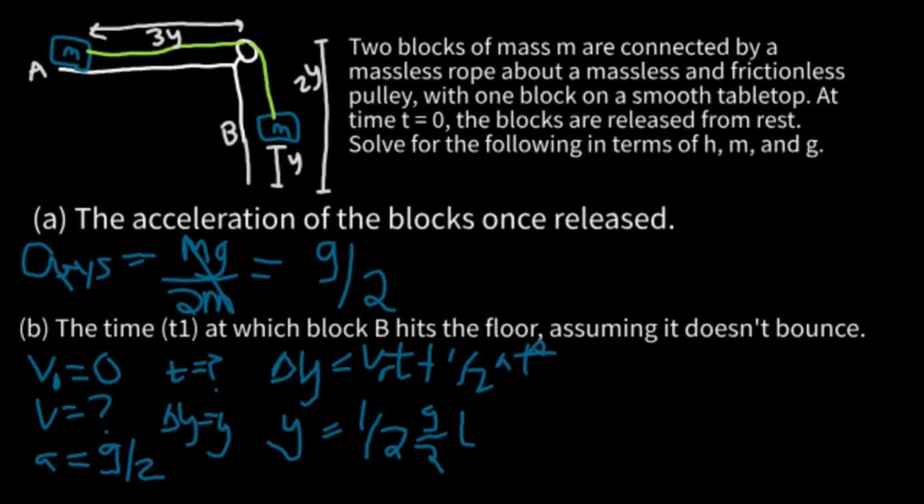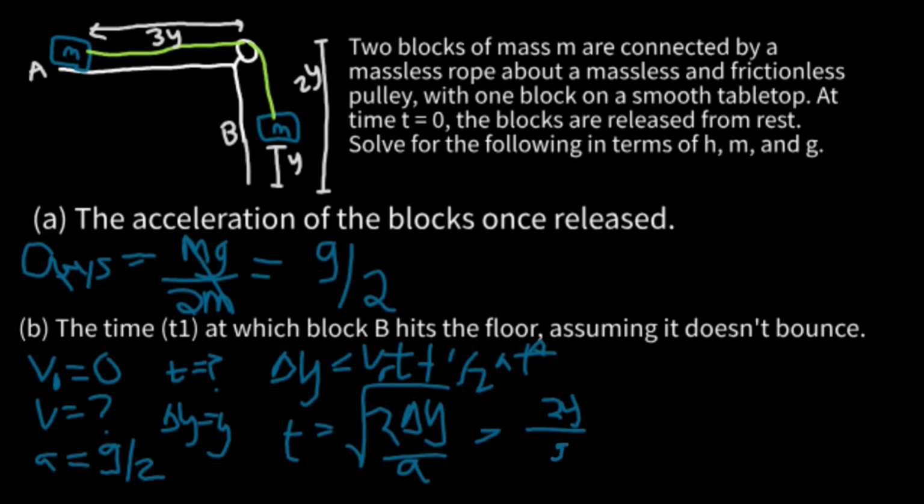Actually, you know what? Let's solve for t first. T equals the square root of 2 change in y divided by a. And that is just 2y divided by g over 2, square root, which you can say equals, if you multiply the numerator and denominator by 2, the square root of y over g.